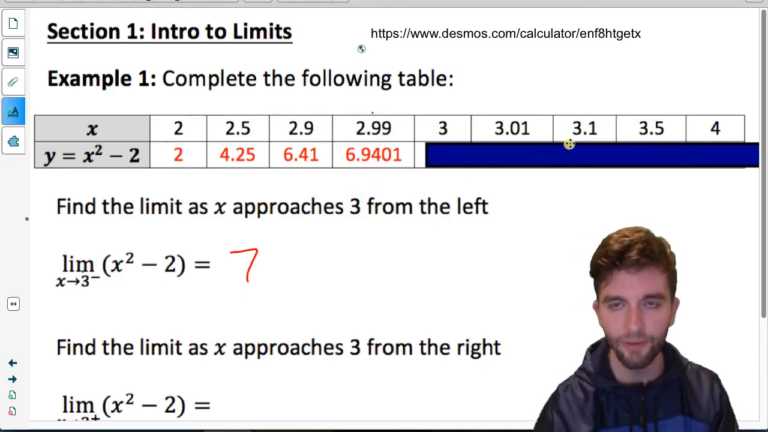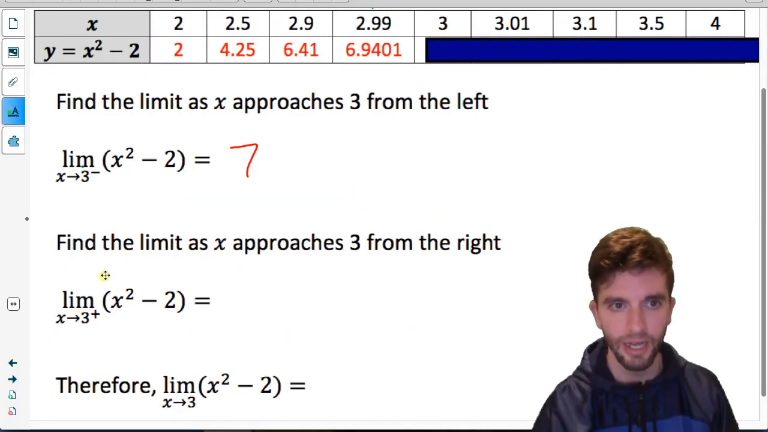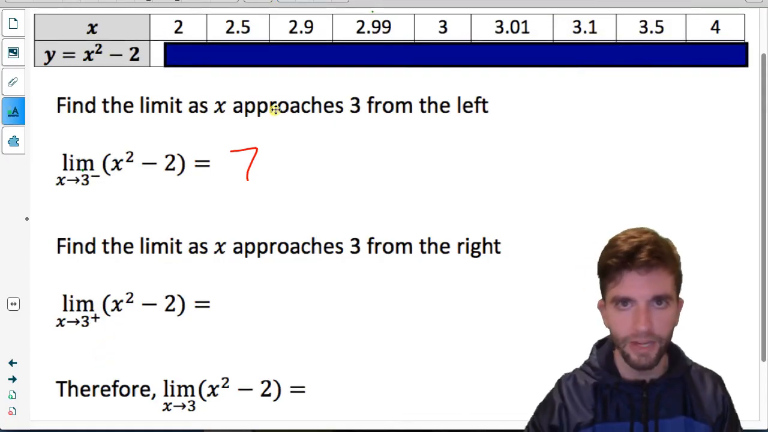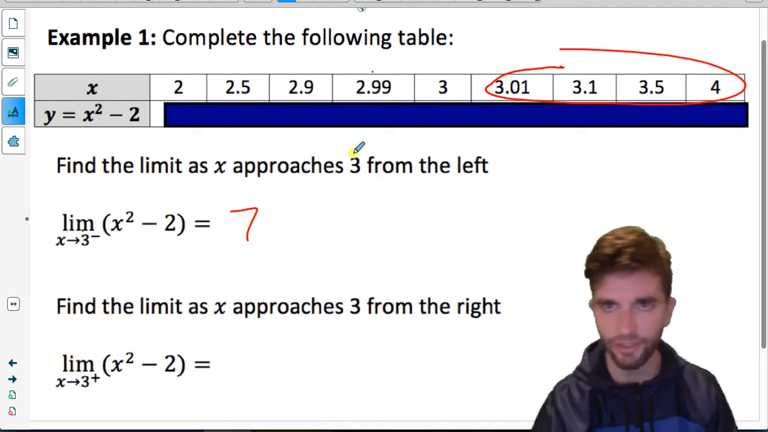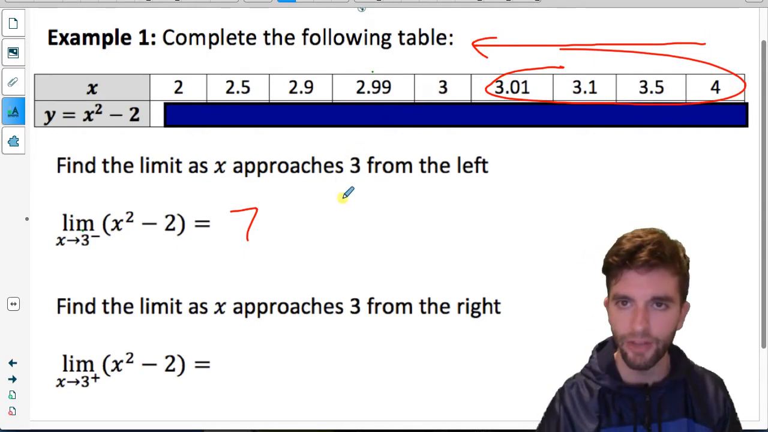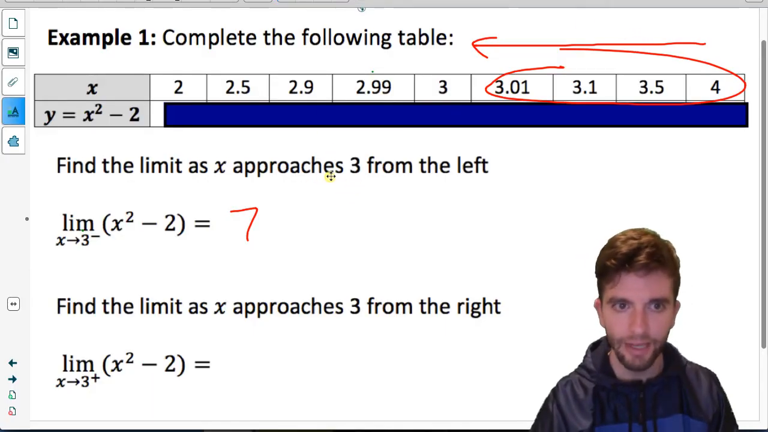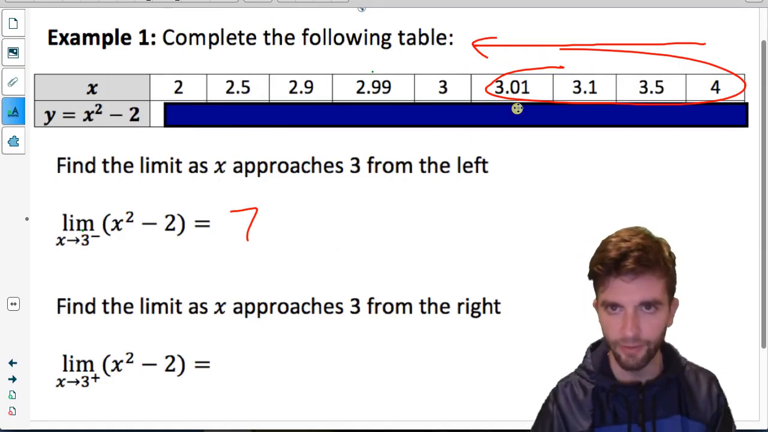Okay, how about if we do it from the other side? If we find the limit of the x squared minus 2 values as we approach 3 from the right side of 3, so from the right side of 3 means x values that are bigger than 3. So here are some x values that are bigger than 3. And then let's approach 3 from the right side of 3, and see what's happening to the y values, the x squared minus 2 values, as the x values approach 3 from the right side of 3.